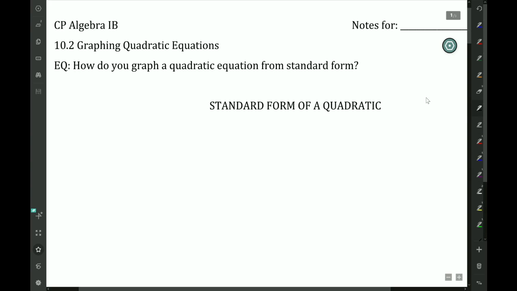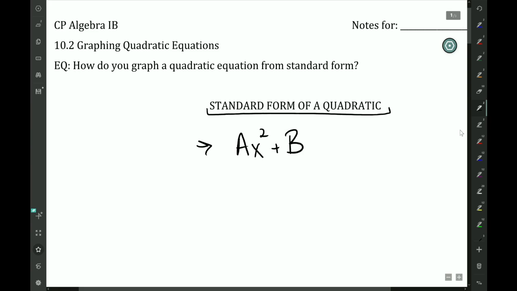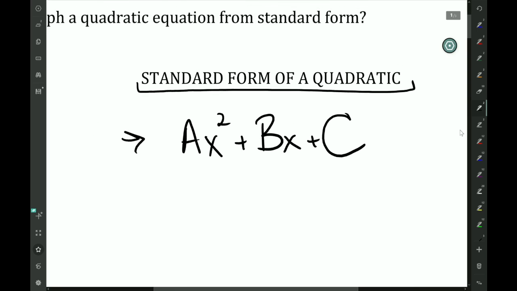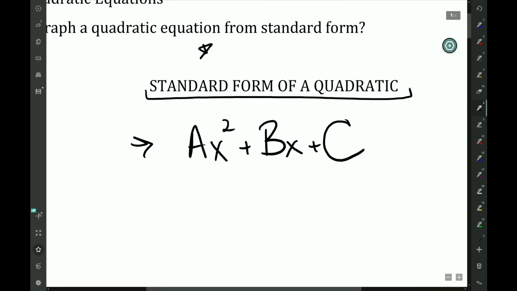Just like when you have standard form of a line, there is standard form of a quadratic. We already did some things with quadratics this year. They look like this: ax squared plus bx plus c. That is the basic form. If you think of slope-intercept form, y equals mx plus b, well, this is technically y equals ax squared plus bx plus c.